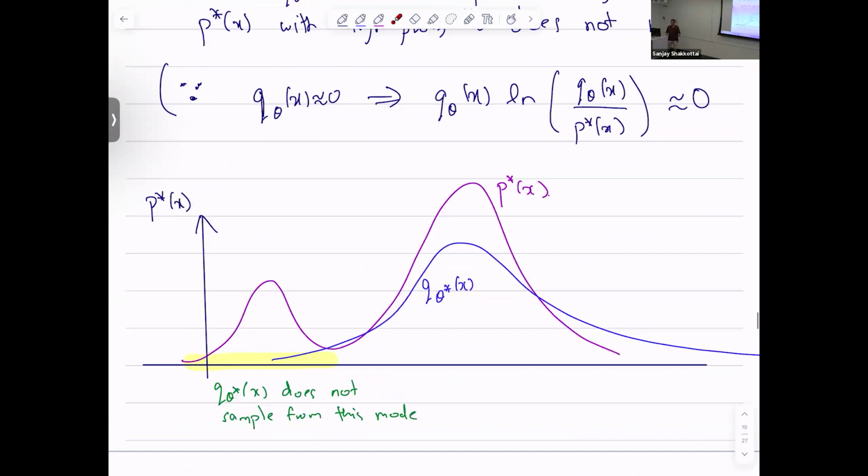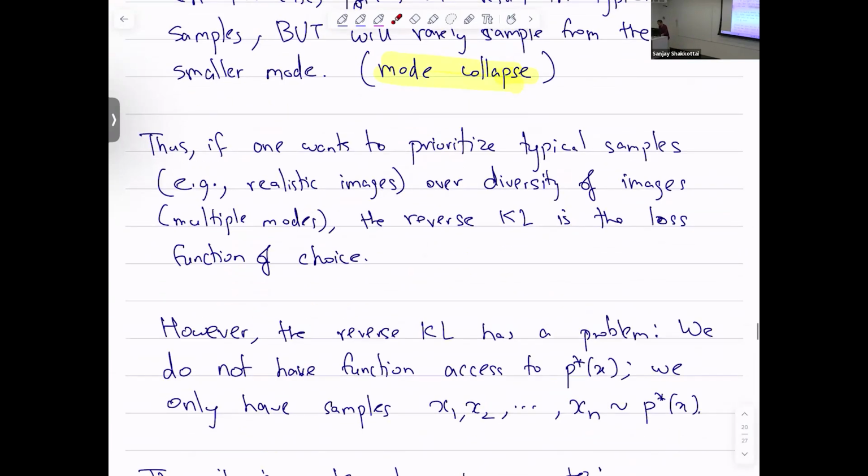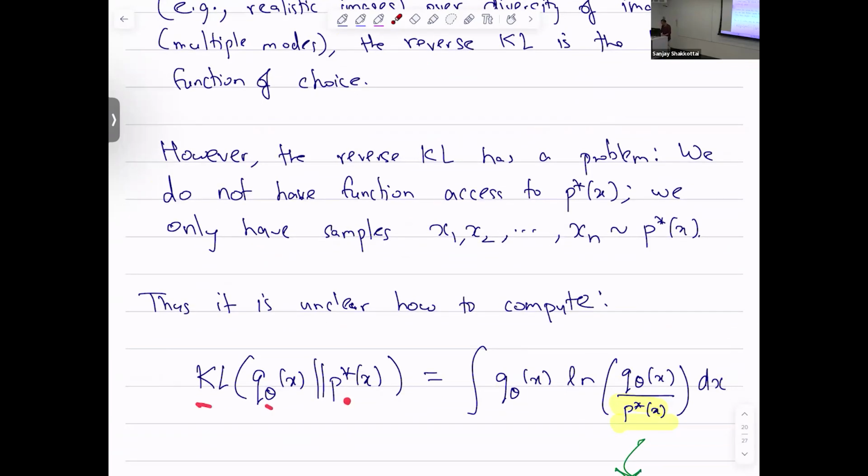Suppose you don't care about mode collapse. Okay, I say that I'm willing to pay the price of mode collapse. It's still very hard to implement reverse KL. The reason is the following. Okay. Let's write the reverse KL expression. Okay. KL(Q, P star) is the expectation under Q of log Q by P.